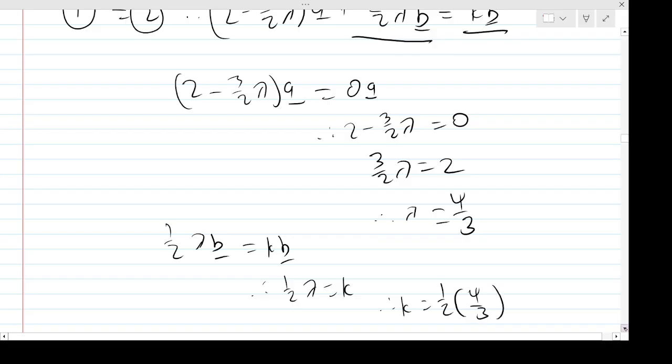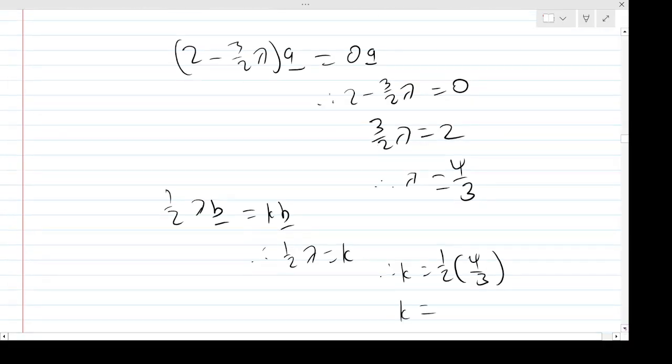And so K then is going to be 2/3. And there we are. Okay, so now I know what K is. I know what lambda is as well.